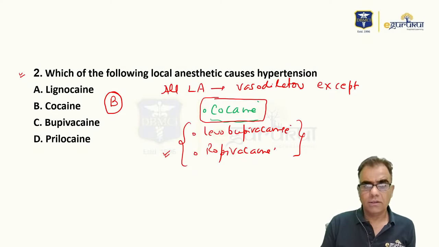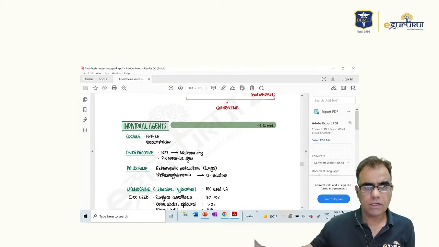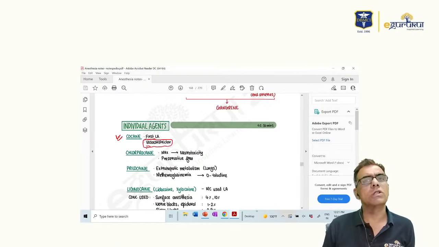And that's what you can see. That's again a screenshot of notes about cocaine. Two most important things we have discussed are that it is the first local anesthetic, and secondly it is a very potent vasoconstrictor. So that also has been mentioned.